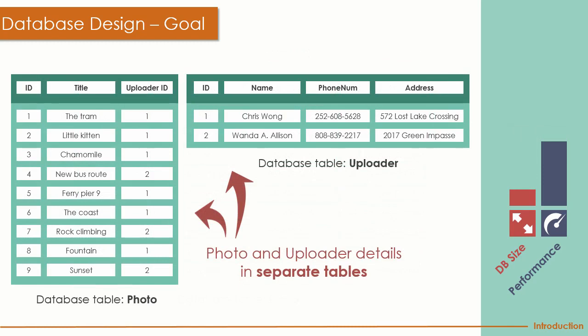So the idea could be we can split the photo and uploader into two tables. In this case, the photo table saves the photo information, the uploader table saves the uploaded information. The benefit is we can reduce the redundant data, and when you update the uploaded information, you don't need to update a lot of rows in the database.